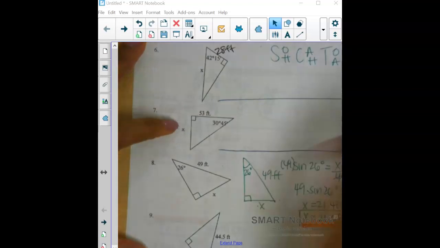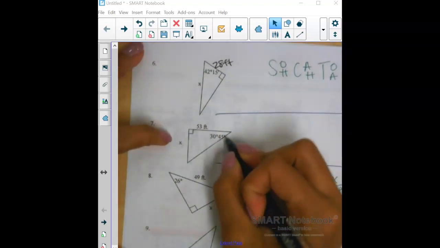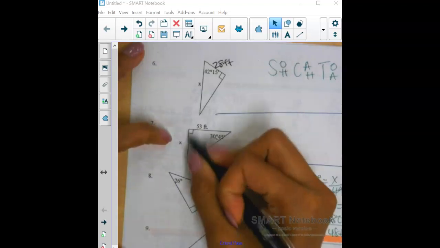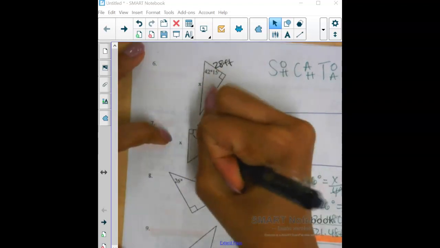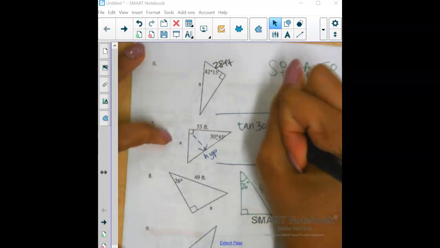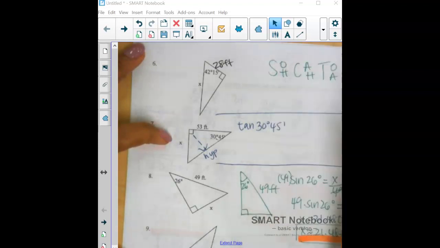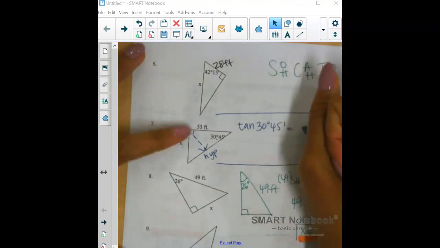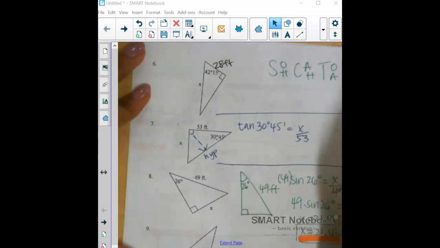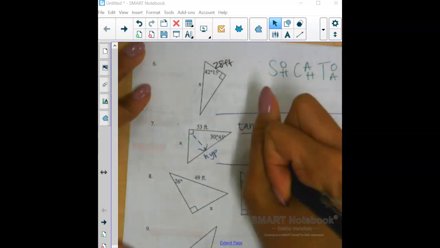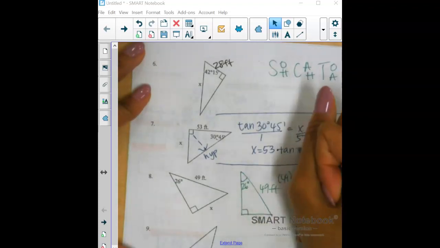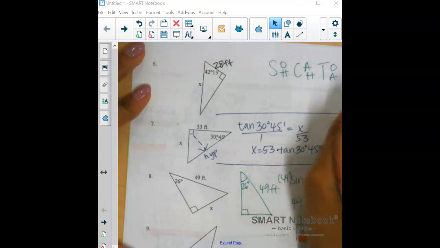So for question 7, the first thing I need to figure out is what trig function to use for this angle. So this is the adjacent side, this is opposite because the hypotenuse is here. We're going to need to use tangent. So tangent of 30 degrees, 45 minutes, there are no seconds, is going to equal opposite over adjacent, which is x over 53. I'm going to cross multiply. So x is going to equal 53 times tangent of 30 degrees and 45 minutes.